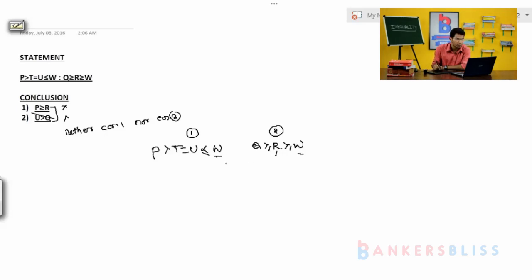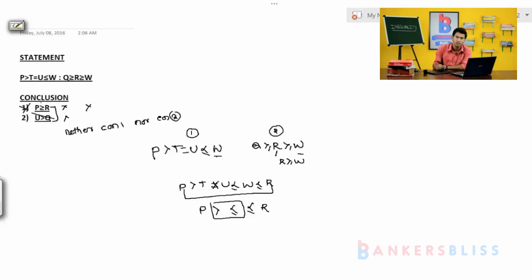Why do we choose the common element? Because we want to establish the relationship between P and R. So I will write here P greater than T, T is equal to U, U less than or equal to W. Then look here, guys, R greater than or equal to W, it is nothing but W is less than or equal to R. Then cancel the equal to. Look at this P to R, we have the sign greater, lesser than or equal to, lesser than or equal to R. Then look here, opposite sign P to R. When we have the opposite sign between the elements, the conclusion is wrong. So the first conclusion is wrong.